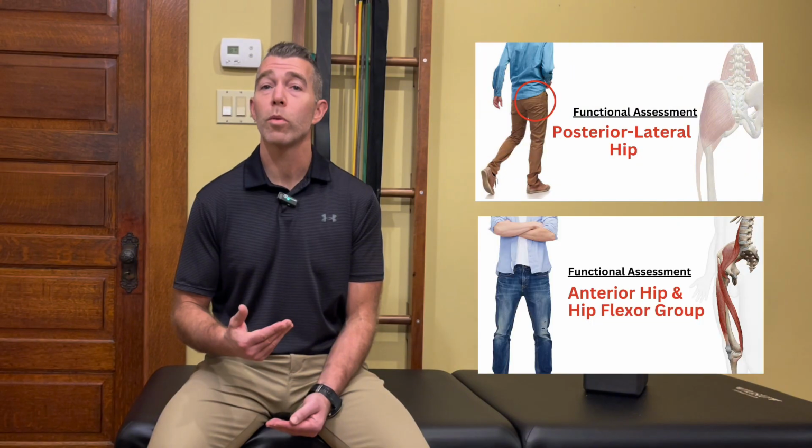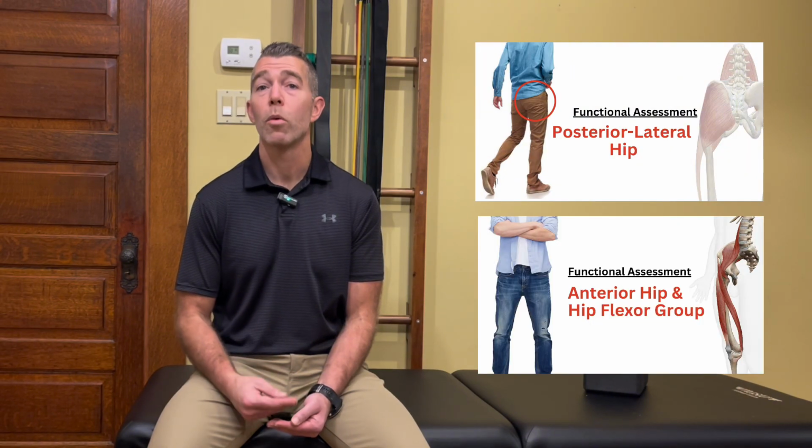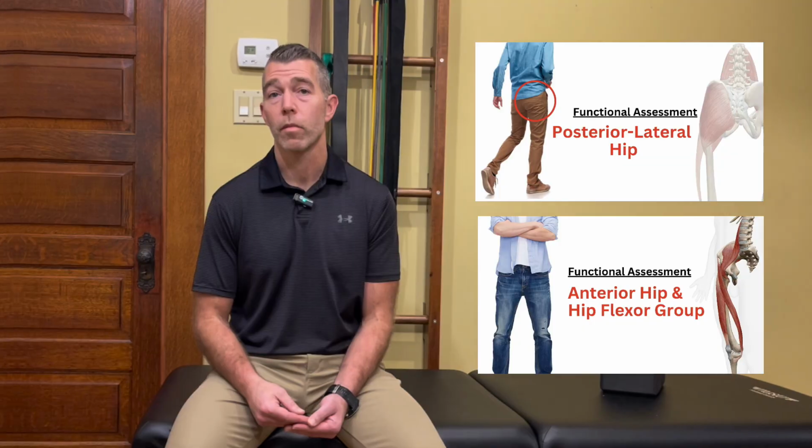And then what I'll do in two accompanying videos, I'll review the tests we would use to assess the posterior lateral hip, which includes the gluteal muscle group, as well as how to assess the anterior hip, which includes the hip flexor muscles. So with that said, let's review how to assess the hip capsule and the deep external rotator muscles.